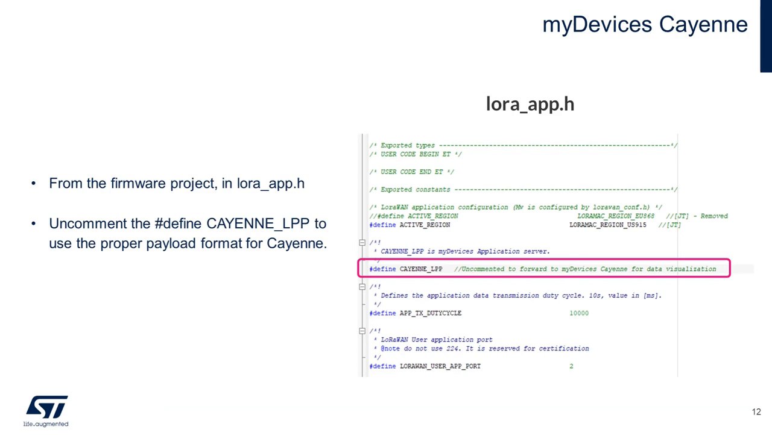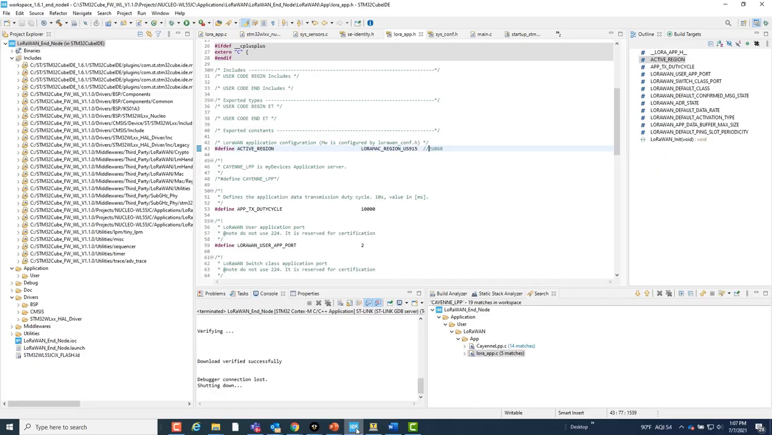So I need to set this in the LoRaWAN end device firmware project, same project as the one I ran in the preceding part 3 video of the series. Thankfully, the example project already supports this format, so I just have to uncomment the CAYENNE_LPP #define from the lora_app header file to enable it.